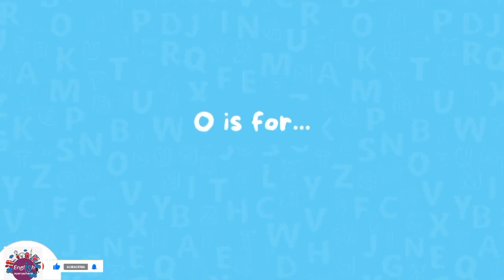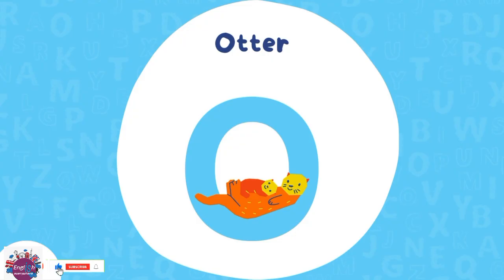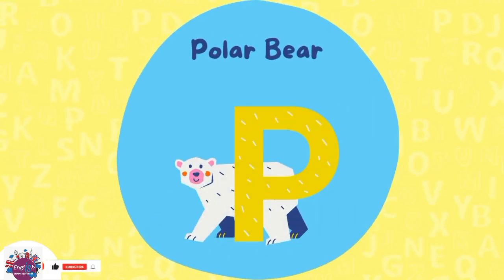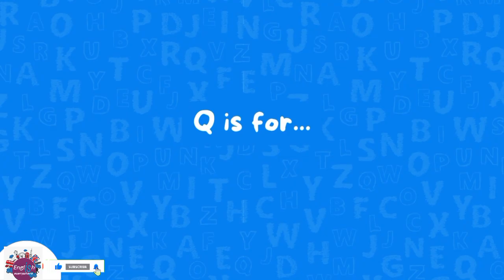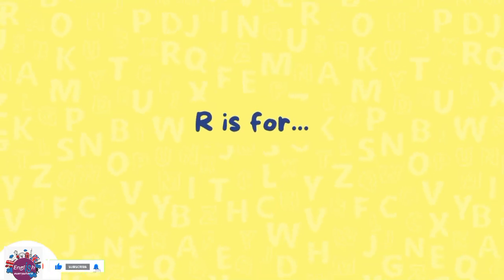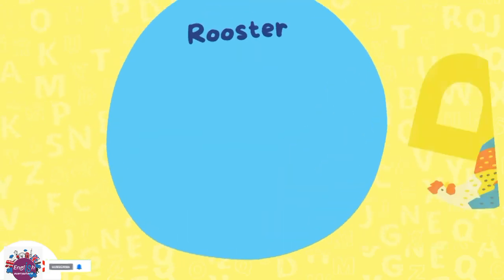O is for otter. P is for polar bear. Q is for quail. R is for rooster.